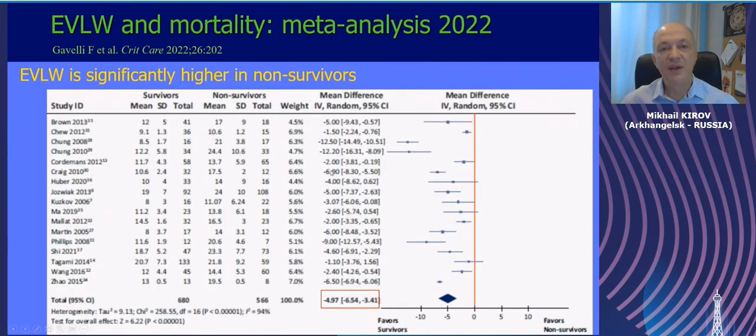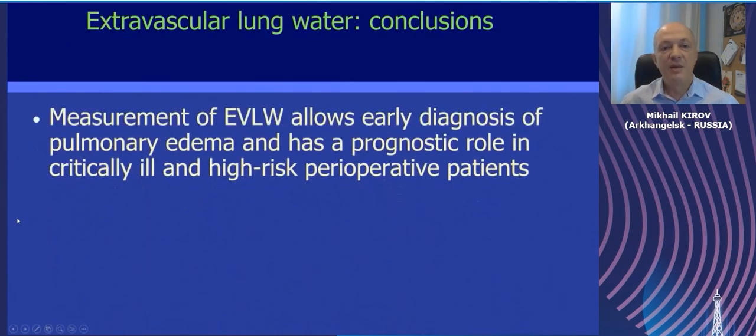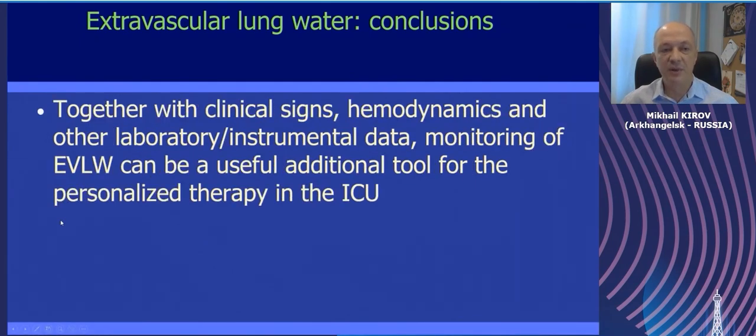And lung water is significantly higher in non-survivors, approximately by 5 mL per kilogram. Thus, the measurement of lung water allows early diagnosis of pulmonary edema and has a prognostic role in critically ill patients and high-risk postoperative patients.